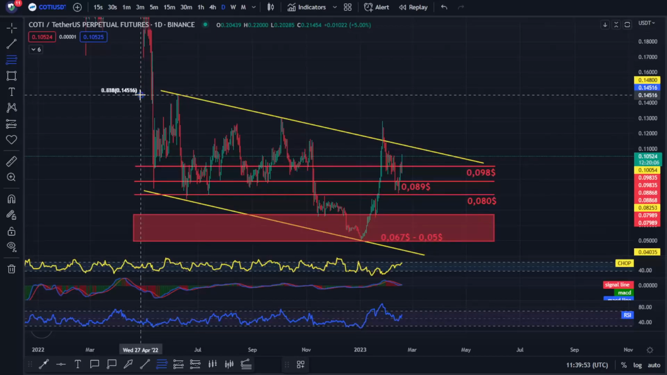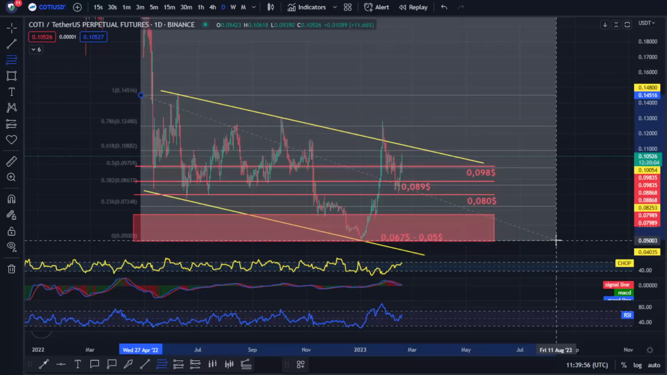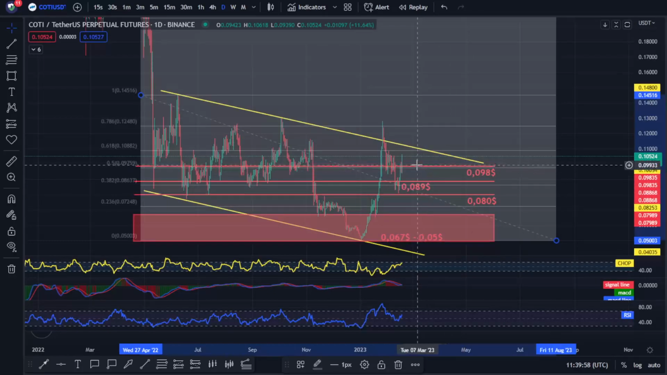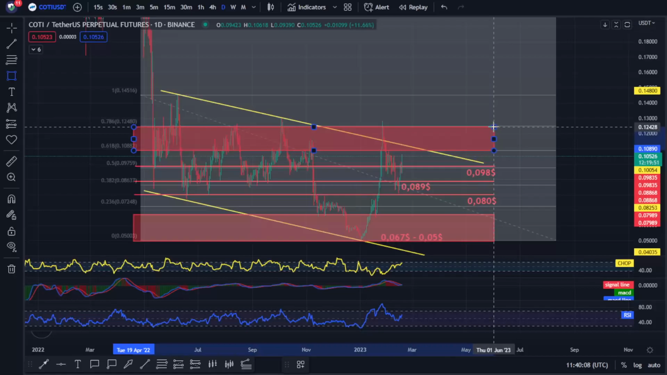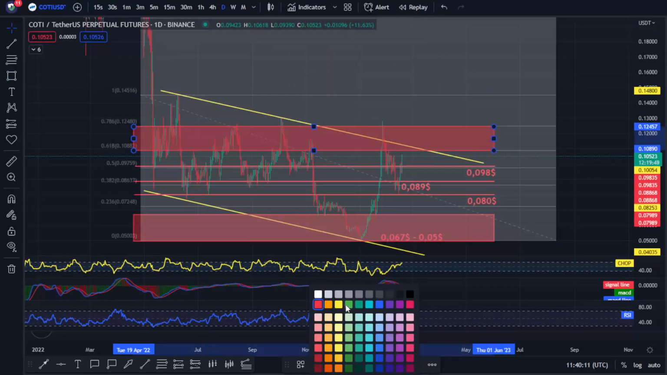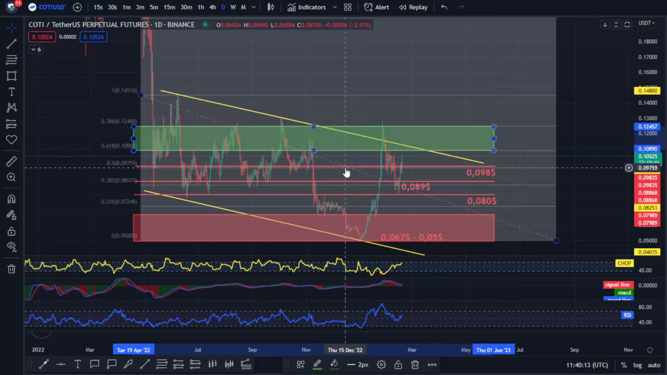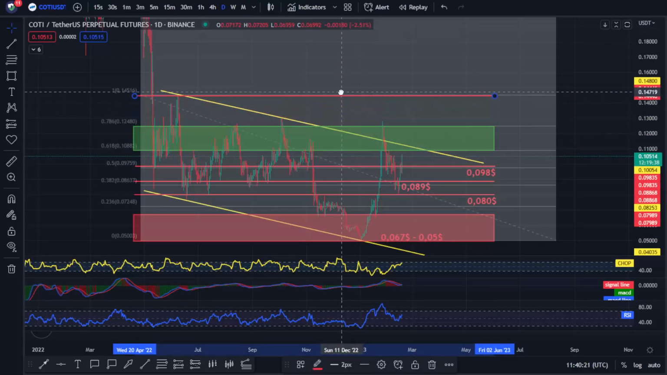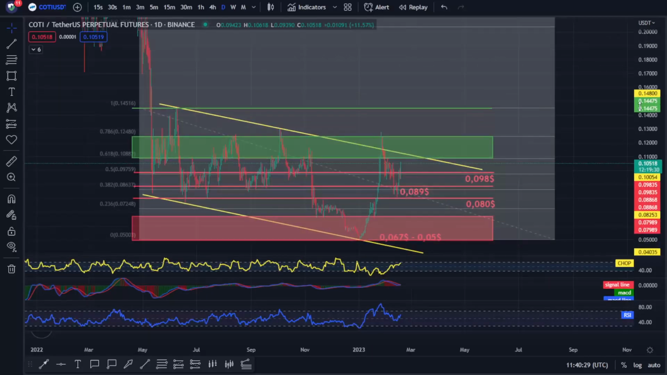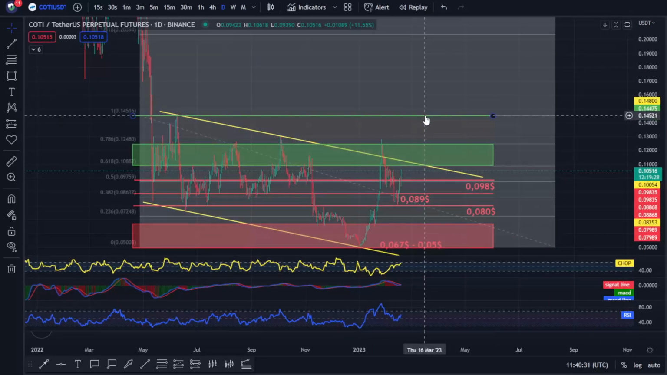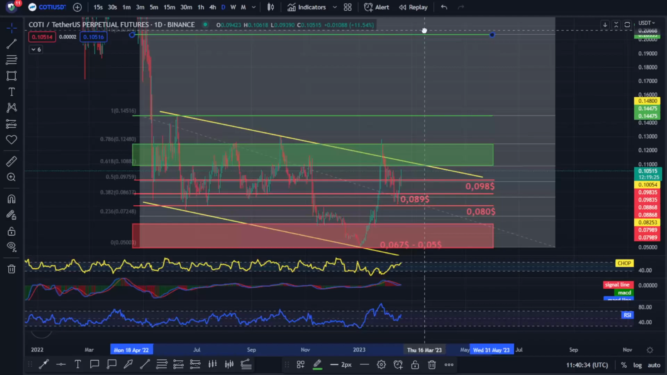Looking the other way, we can similarly determine the places of resistance that the price has to face. And here we see that the price is currently moving towards the 11 cents to 12 cents resistance zone. We continue to have a strong resistance at 15 cents. Once the price breaks it, it will move towards the resistance at 20 cents.